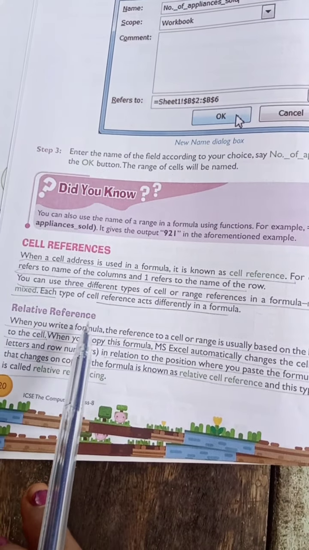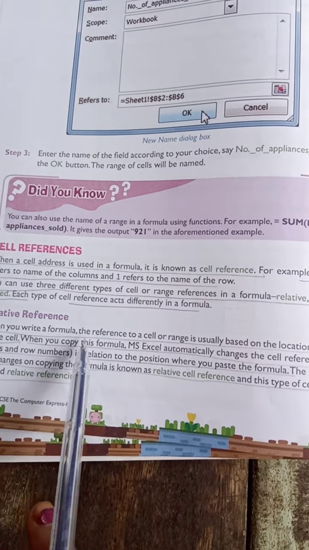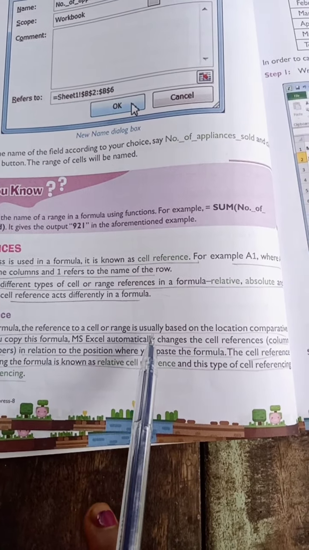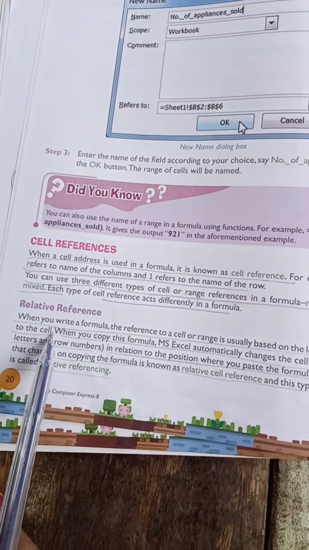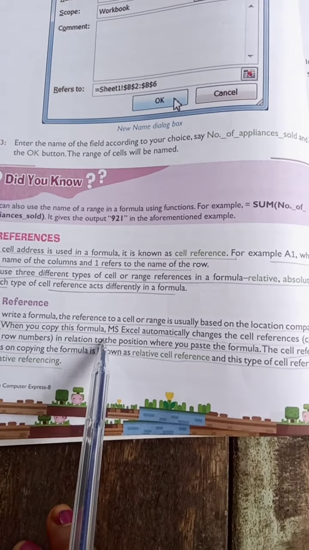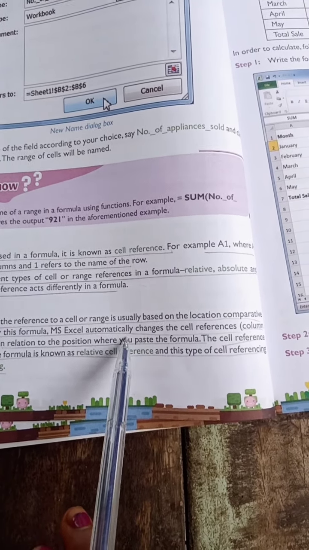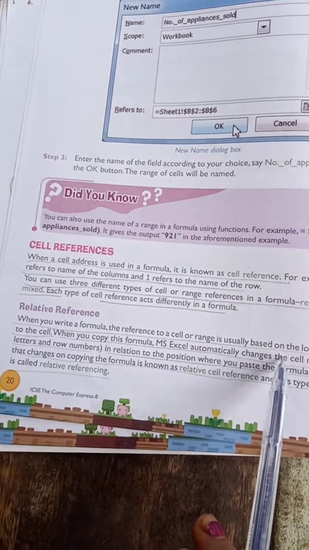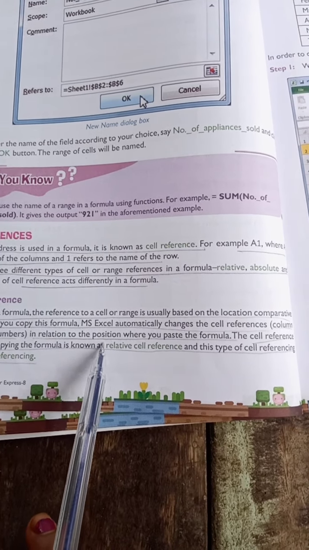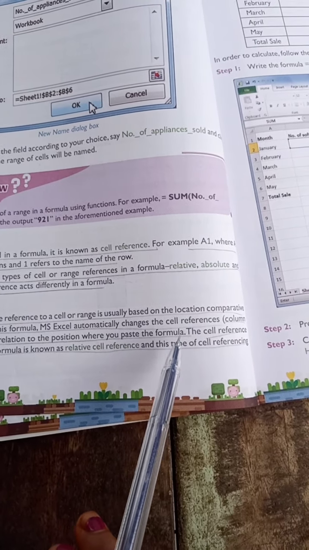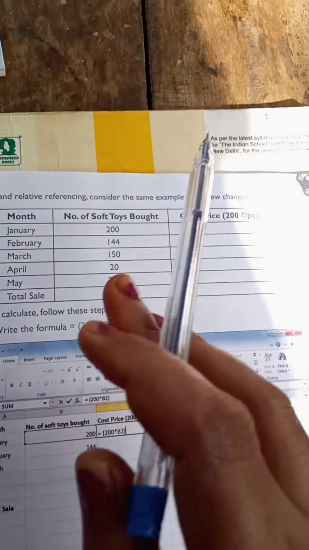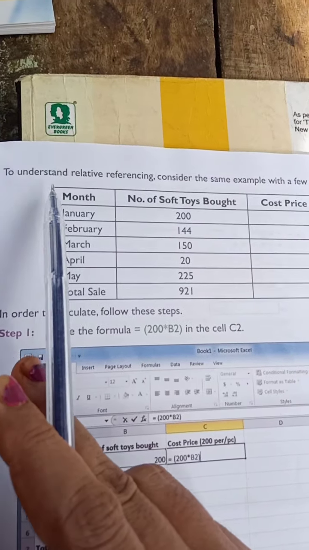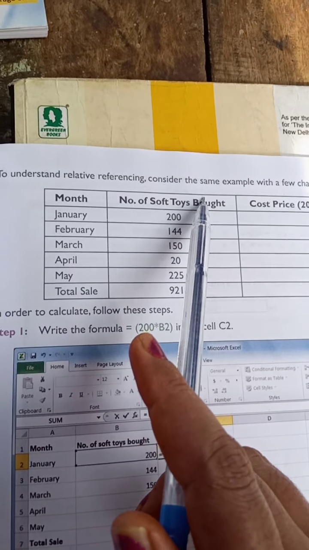What is relative reference? When we write a formula, the reference to a cell or range is usually based on the location relative to the cell. When we copy the formula, MS Excel automatically changes the cell reference in relation to the position where we paste the formula. I will explain by giving an example. Here we have a relative cell reference example.